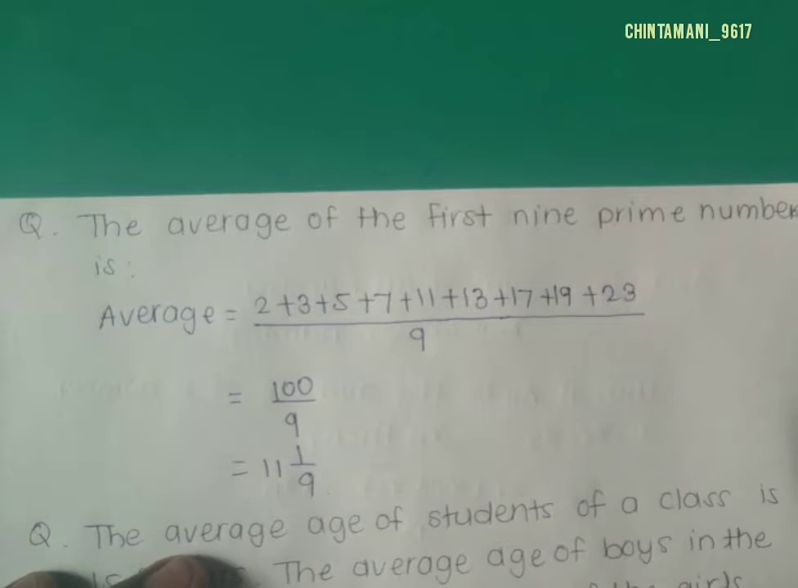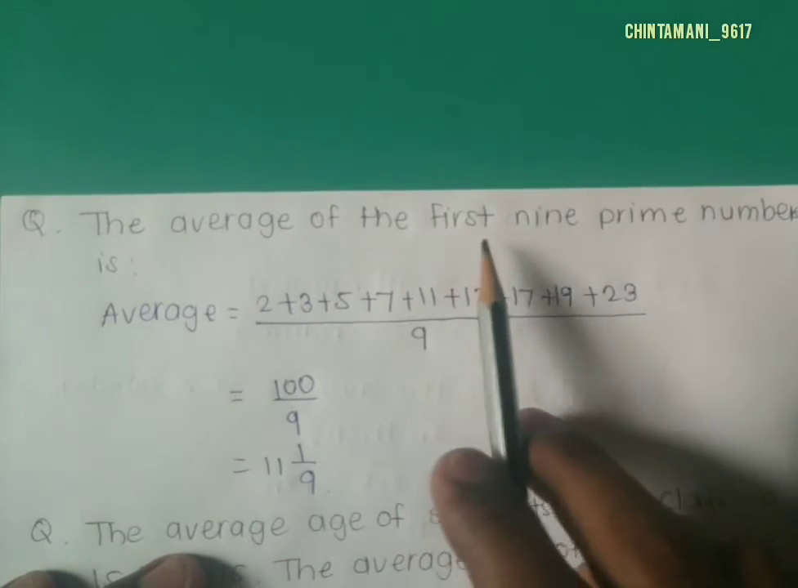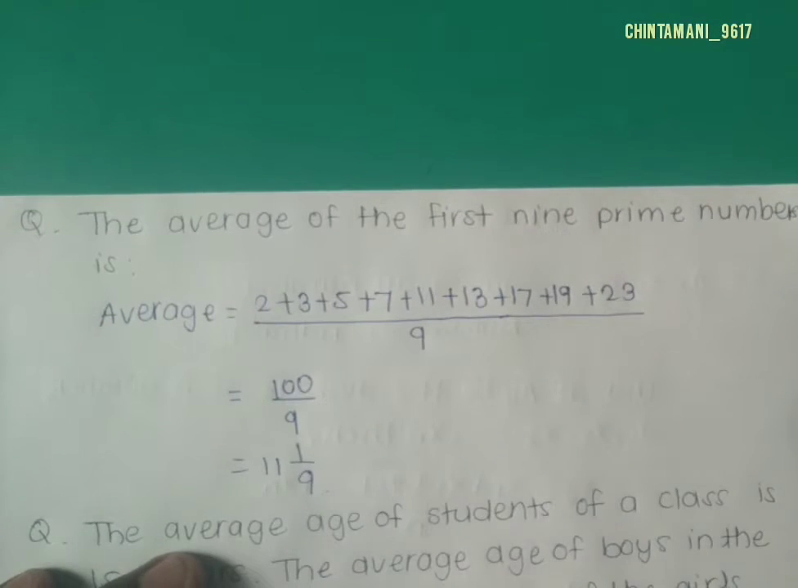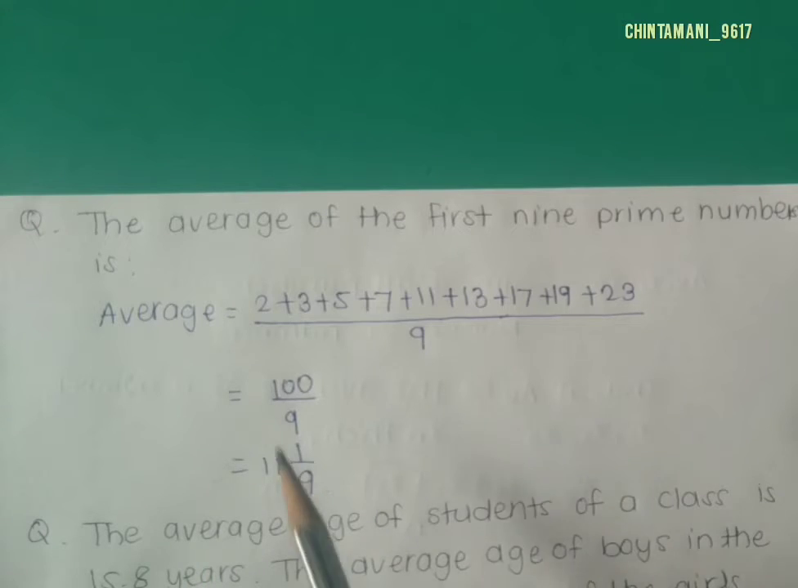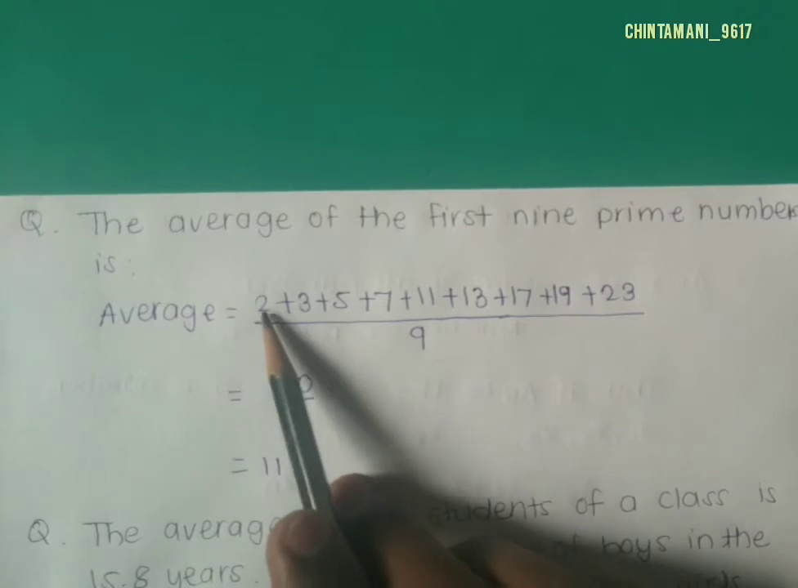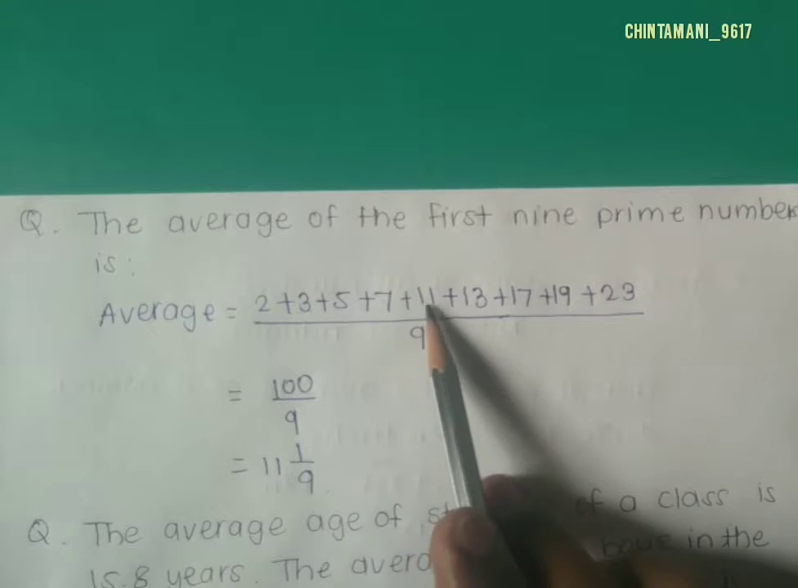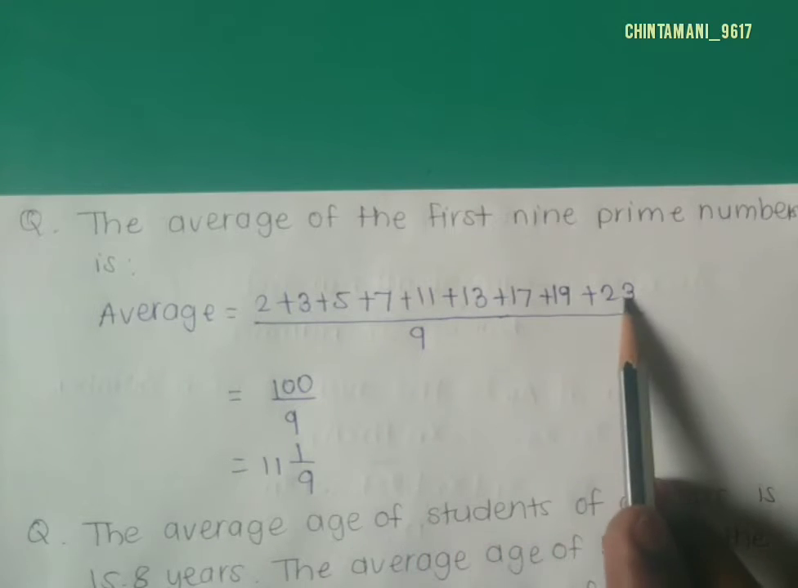Our first problem is: the average of the first 9 prime numbers is. We have seen in previous videos what prime numbers are. A prime number is divisible only by itself and 1. So the first 9 prime numbers are 2, 3, 5, 7, 11, 13, 17, 19 and 23.